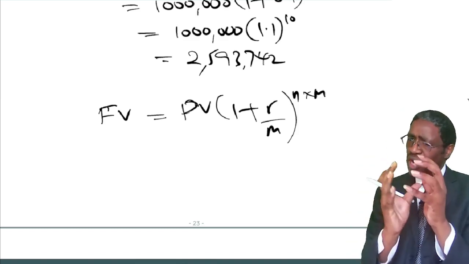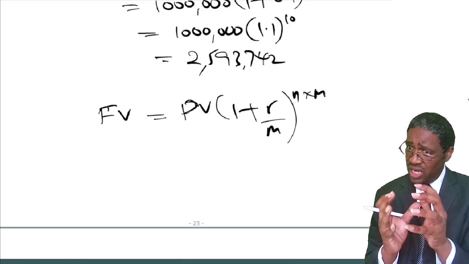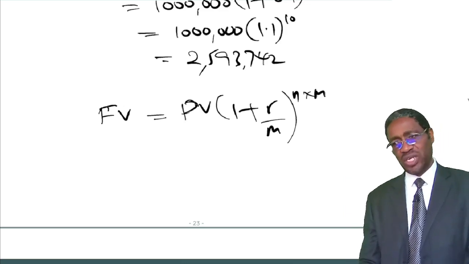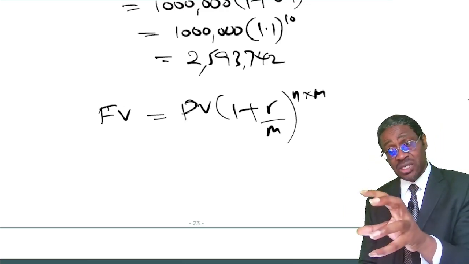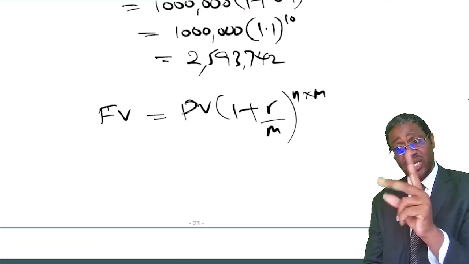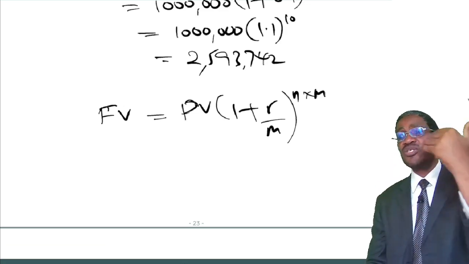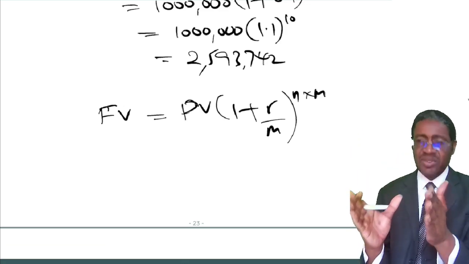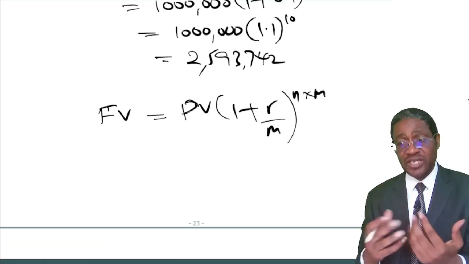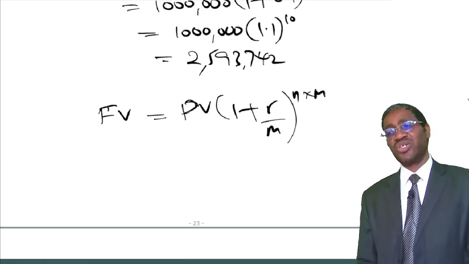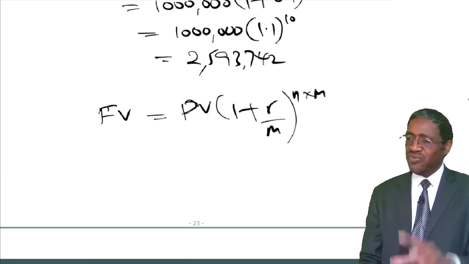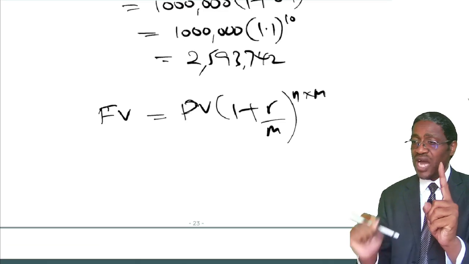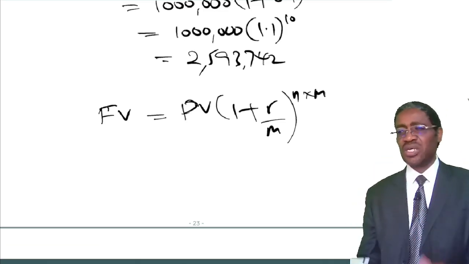Then you multiply your n, which is the power there, the number of years, by the frequency of compounding. If you're investing for 10 years and you're earning interest semi-annually, that means your amount will be compounded 20 times, which is 10 years times 2 every year. If you're earning interest quarterly for 10 years, then it means you will be earning interest 40 times.